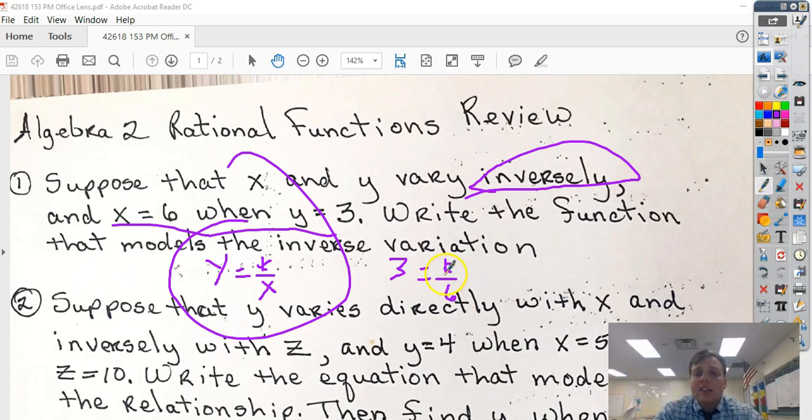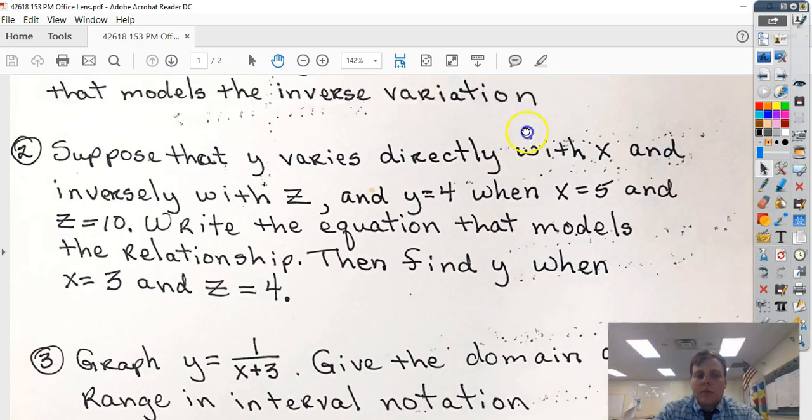And now I can solve for k. It's k divided by 6, so I have to multiply by 6 to get k by itself. 6 times 3 is 18. So 18 is equal to k. So then we know that the inverse variation that models this situation is y equals 18 over x. Okay? So that is our answer. Okay? Let's go to number 2. Number 2 is an extremely similar problem.